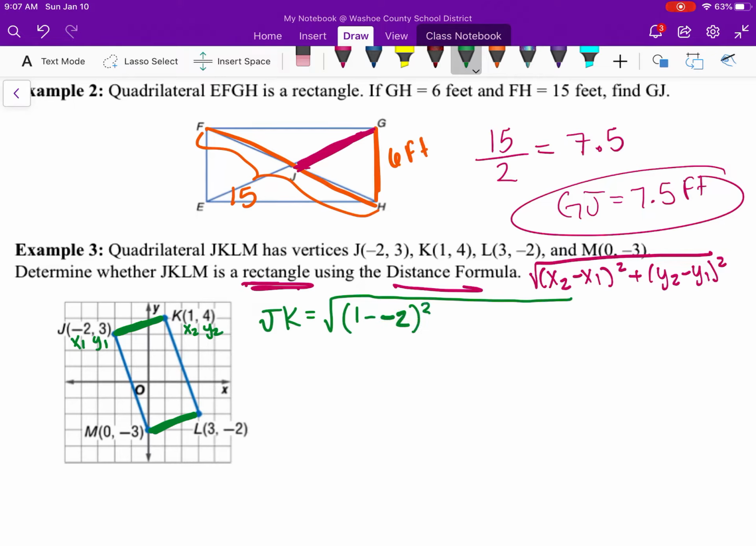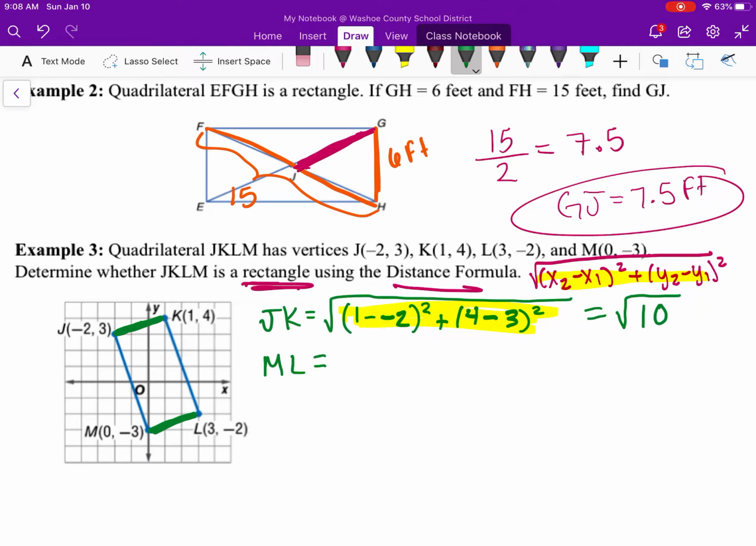This is great practice for those tests. Oh, sorry. 1 minus -2 squared plus 4 minus 3 squared. And again, I am just following this formula. I'm substituting in those numbers. And what's nice about this one is we can actually enter everything inside the radical into my calculator and then leave the radical alone, okay? So when I enter all of that in the calculator, my calculator should give me 10.